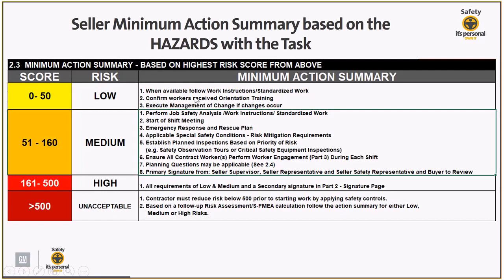So if you have a scope of work or you have a task that's medium risk, the contractor would have to do 1, 2, and 3 in low risk, as well as 1, 2, 3, 4, 5, 6, 7, and 8 in medium risk. And the same thing for high. You would do everything required in low and medium, as well as high risk.